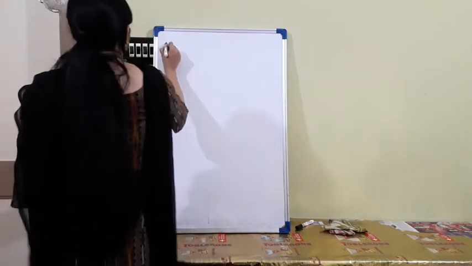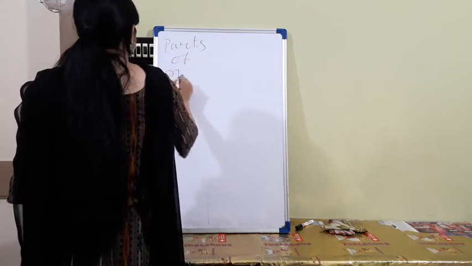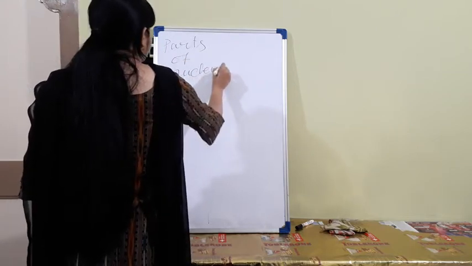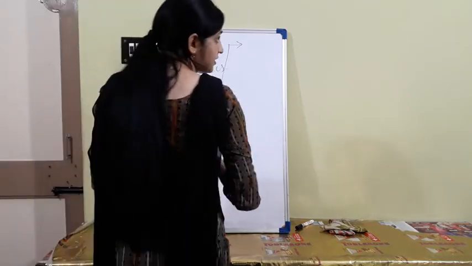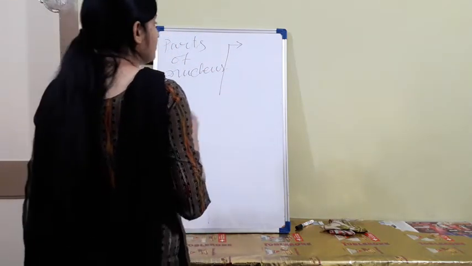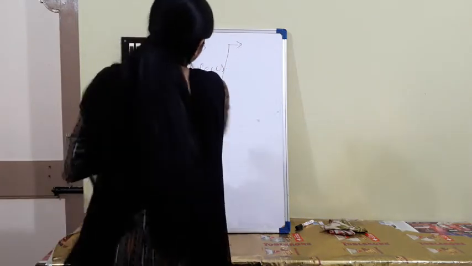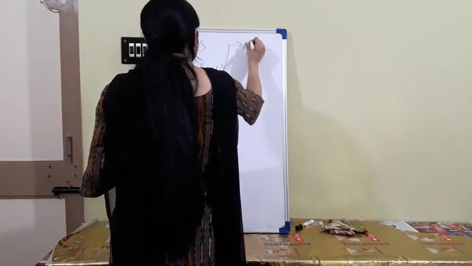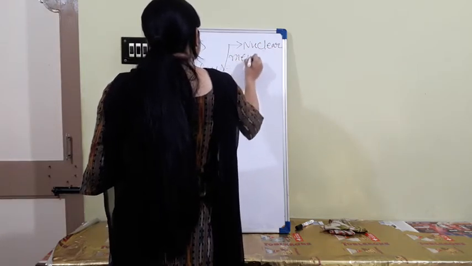Different parts of a nucleus. What are the different parts of a nucleus? Just like a cell, it also has cytoplasm, it also has a membrane. So that is the nucleus component. The first one, obviously, is the nuclear membrane.